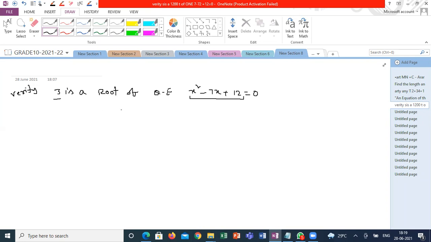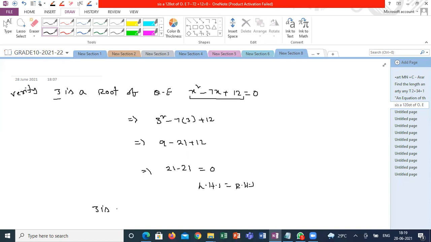So what do I have to do here? 3 square minus 7 into 3 plus 12. That will be equal to 9 minus 21 plus 12, which is 21 minus 21, equal to 0, where your LHS equals RHS. So 3 is satisfying the given quadratic equation. So 3 is a root of the quadratic equation.